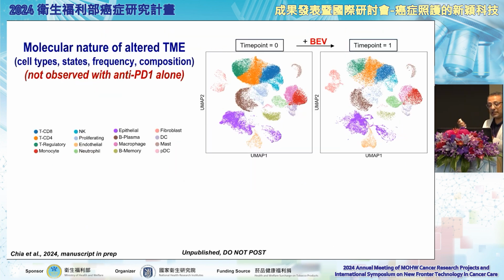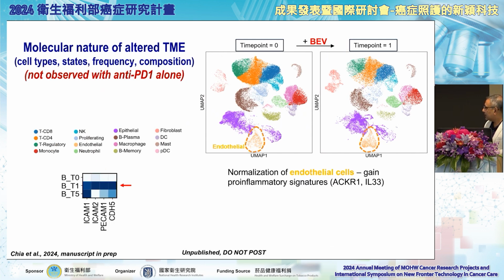What's the molecular nature of this altered microenvironment? What we find is that, firstly, we are normalizing these endothelial cells. So this is just looking at expression of many of these cell adhesion molecules. Like I said, with high VEGF, they would go down. When we block VEGF, within T1 you see a remarkable activation of some of these cell adhesion molecules. We also see gain of pro-inflammatory signatures, including ACKR1 and IL-33.